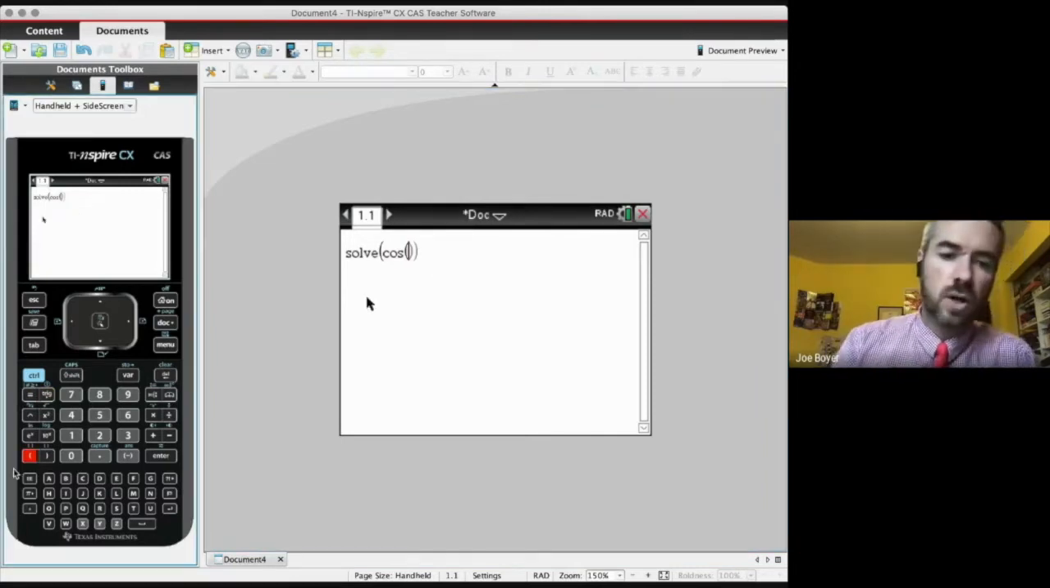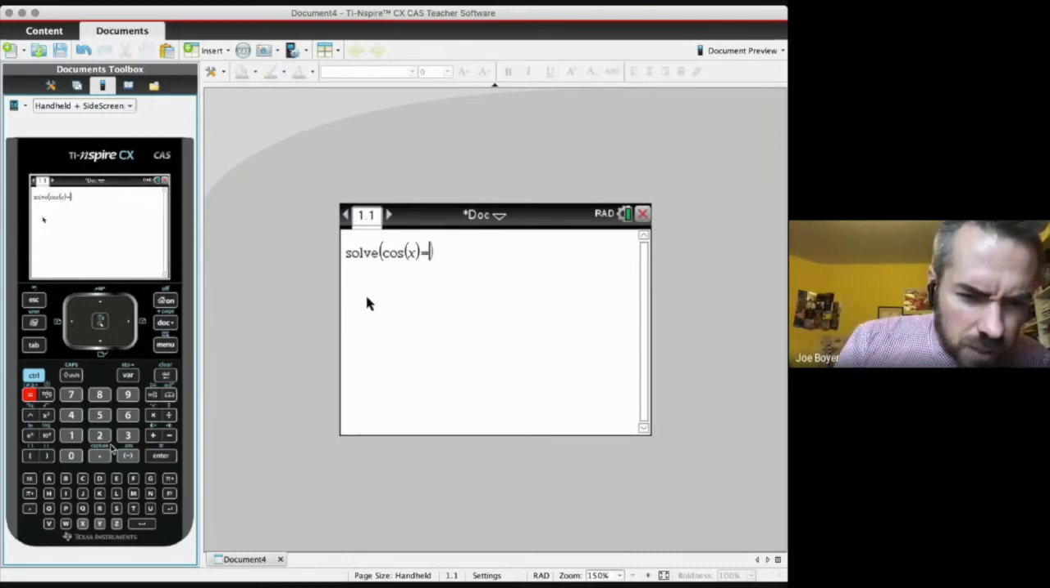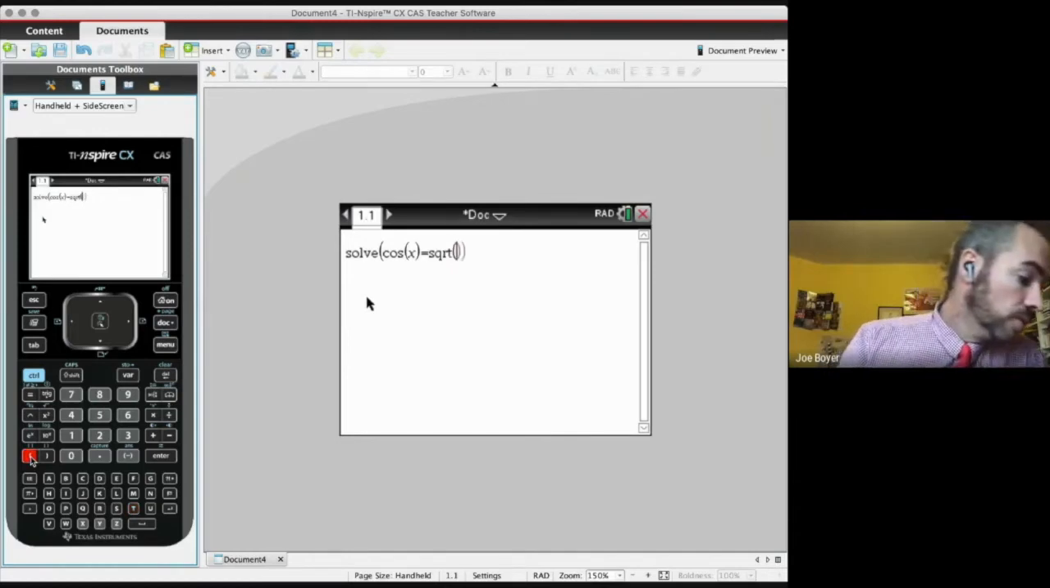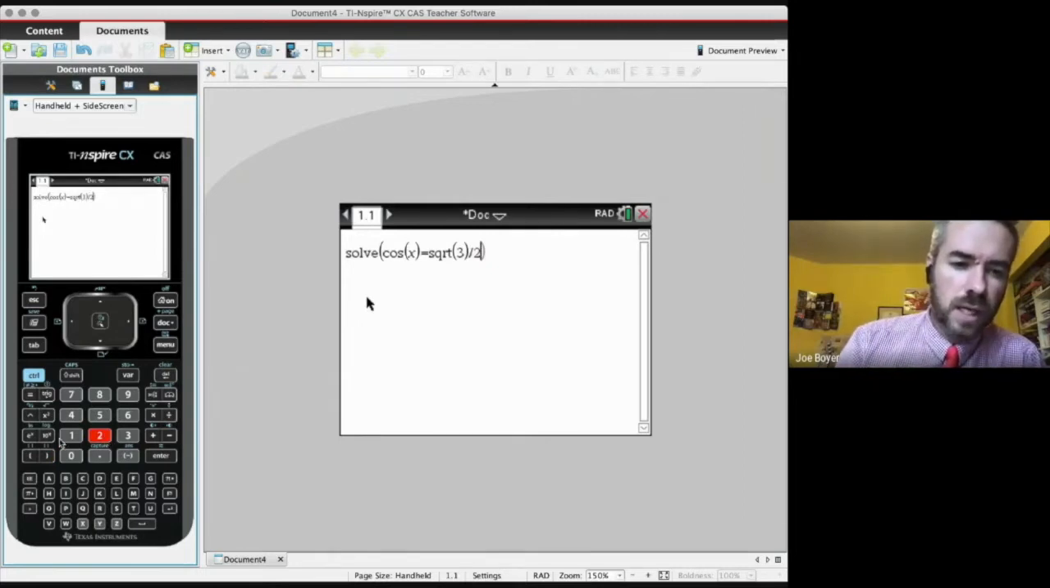So cos of x is equal to, and in this case, we're looking for the square root of, where's the square root button on the calculator? Oh, it doesn't matter. Maybe it's not a shortcut, but I can do square root like that. Equals the square root of 3 divided by 2. So that's what we're trying to solve. I'm going to put in a comma x to say that's what we're solving for.